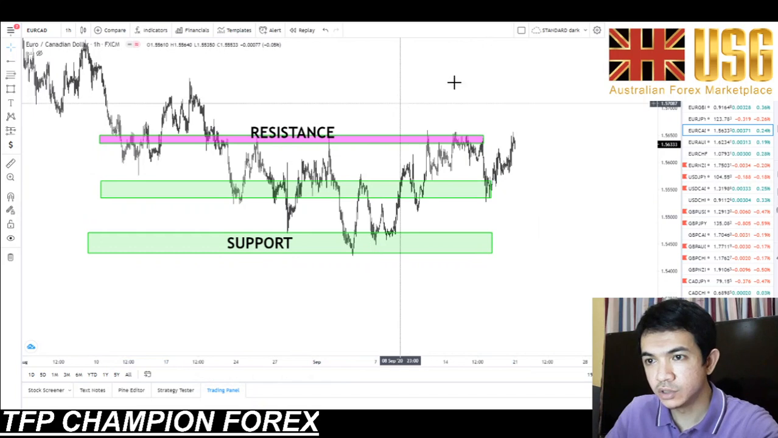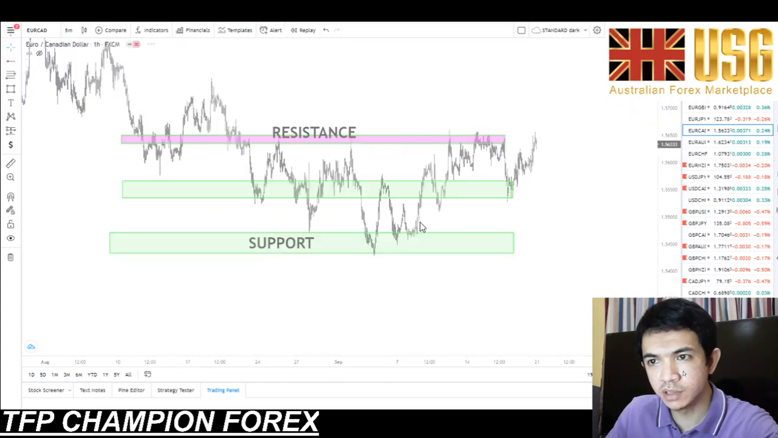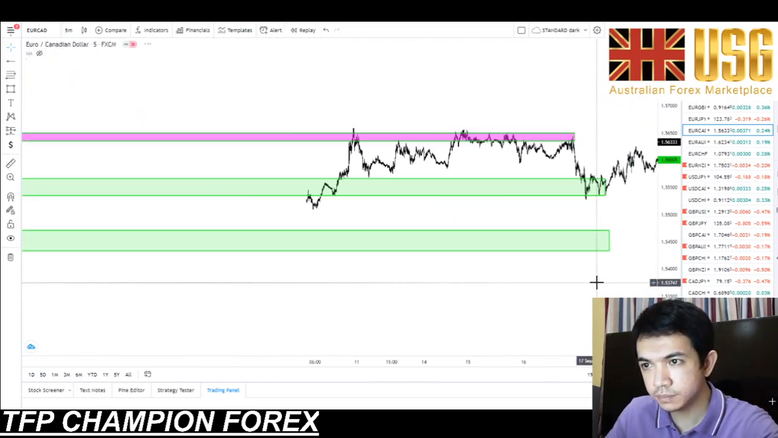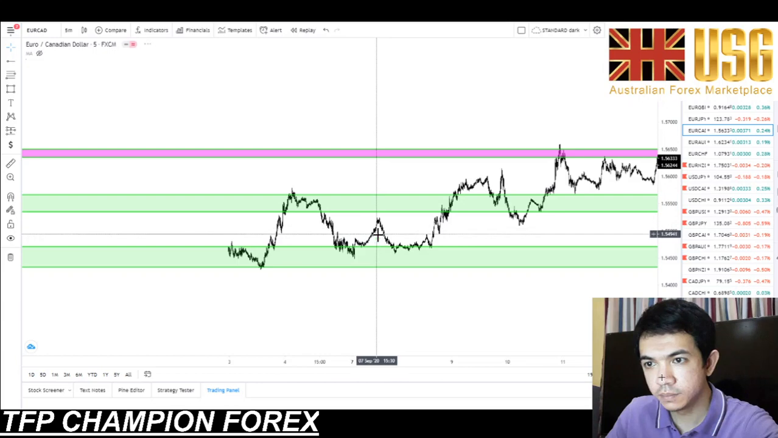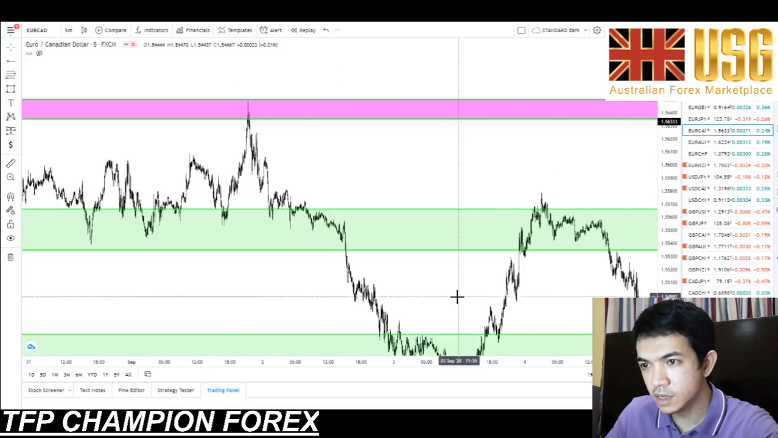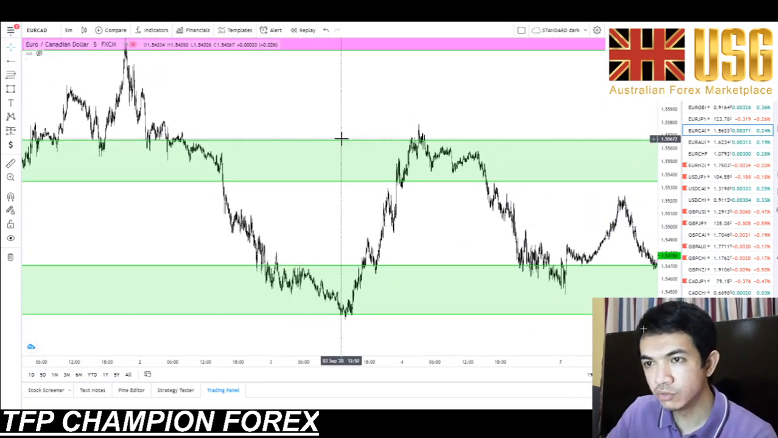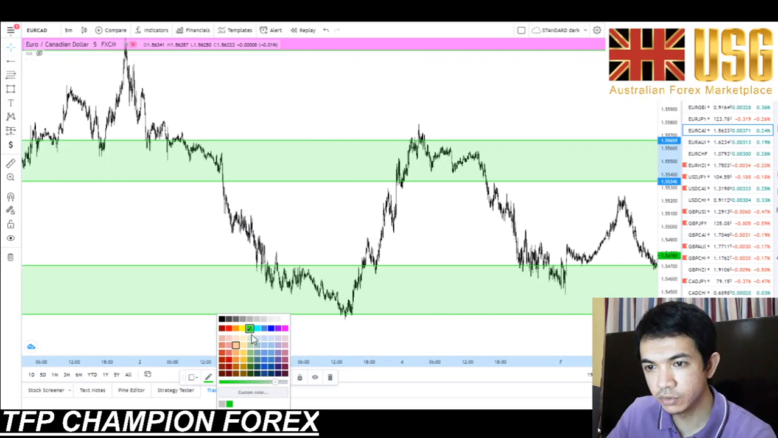So how can you find opportunities at this point? I will now go to a much lower time frame to scalp this market. So what are the steps? The first step, of course, we already marked our key zones. So I'll just change this 50% level color to blue.